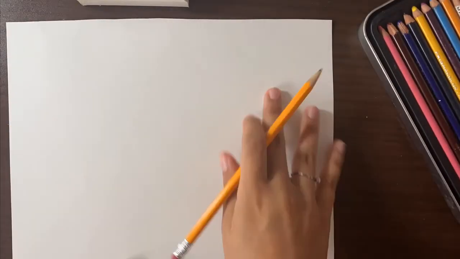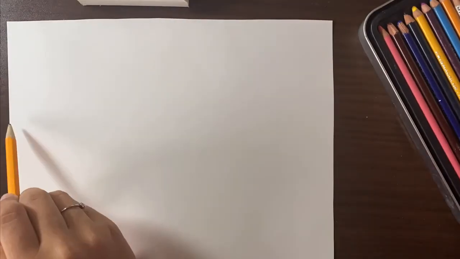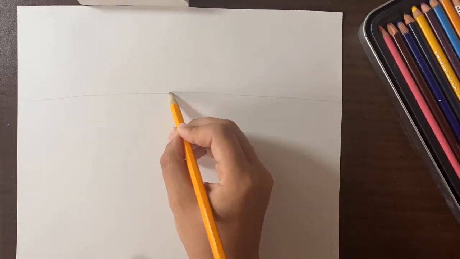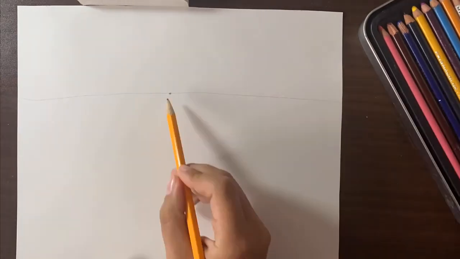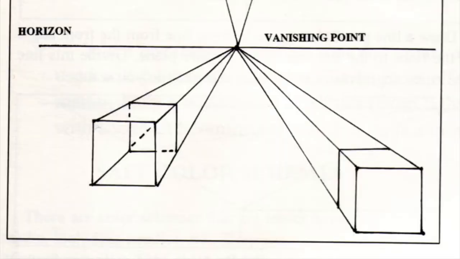We are going to learn about something called one-point perspective. To begin, you will need a horizon line and a vanishing point. Remember, horizon line is where the sky touches the ground. A vanishing point is on the horizon line. It's where the objects in the artwork disappear into the distance.